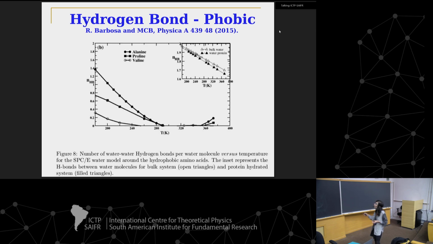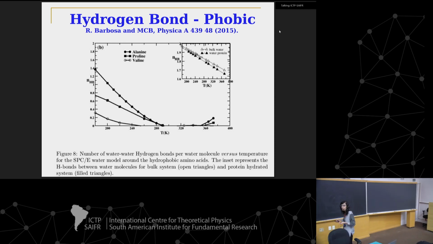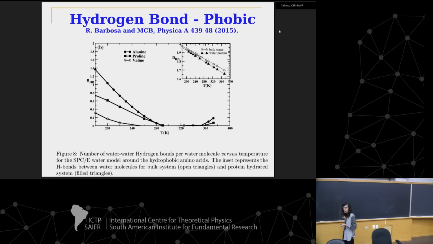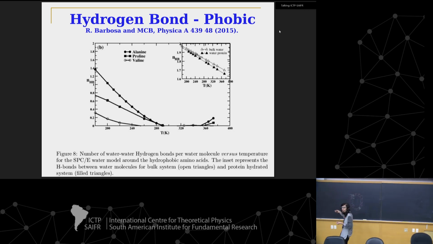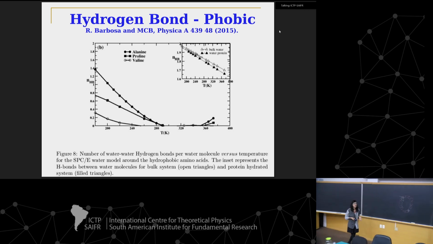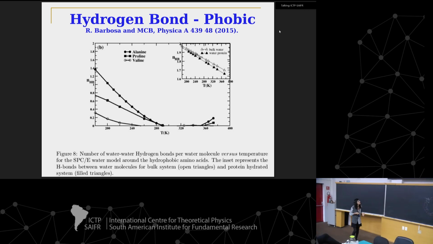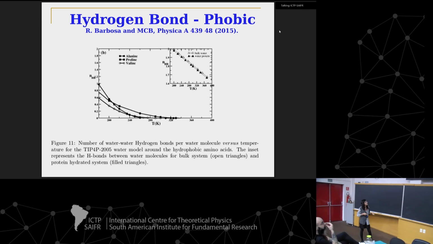And then the same water hydrogen bonds in the case of hydrophobic sites. Obviously, in the hydrophobic sites, the number of water hydrogen bonds is larger because water is not forming bonds with the sites, they are just packed inside this hydrophobic site. Okay, so this is not surprising. The same happens for the case of TIP4P water.